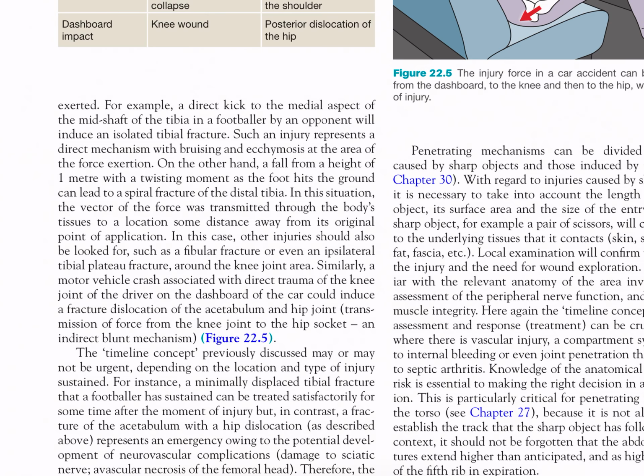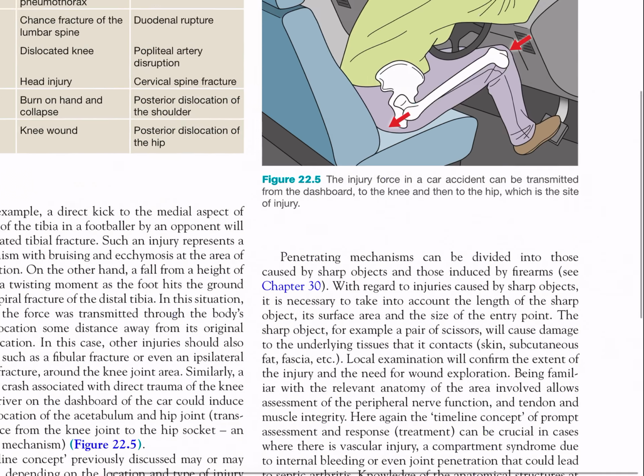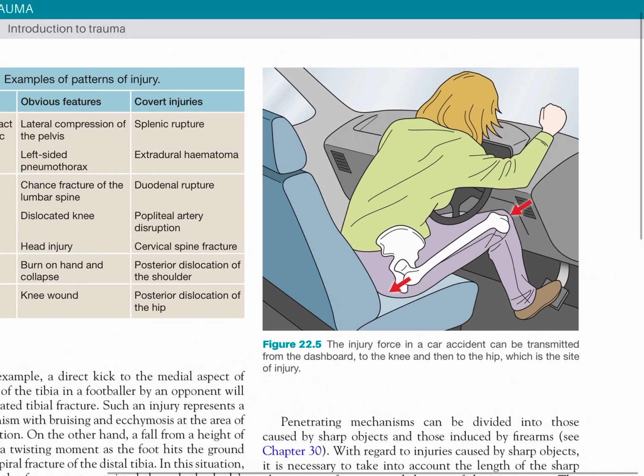Similarly, a motor vehicle crash associated with the direct trauma of the knee joint of the driver on the dashboard of the car could induce a fracture, dislocation of the acetabulum and hip joint, transmission of the force from the knee joint to the hip socket, an indirect blunt mechanism. Over in Figure 22.5, the injury force of a car accident can be transmitted from the dashboard to the knee and then to the hip, which is the site of injury.